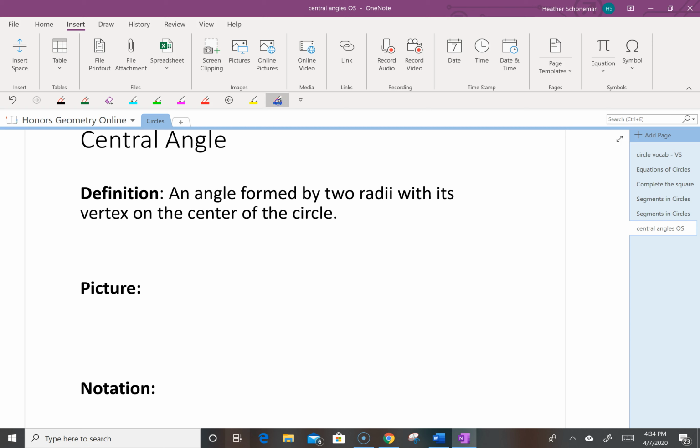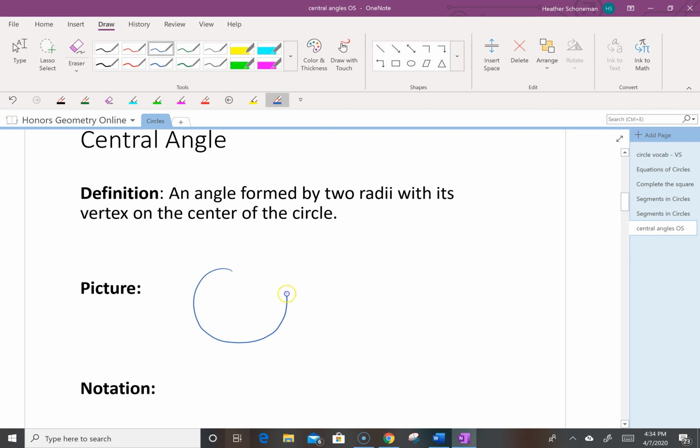So if I were to draw a picture of that, here's my circle, here's the center, here's one radius, here's a second radius. If I were to label these, BA and BC are both radii of circle B, and so this creates a central angle. And if I were to name this angle, this would be angle ABC, just like that.